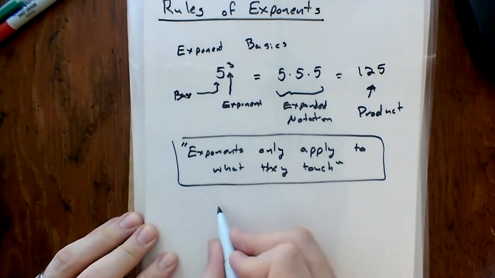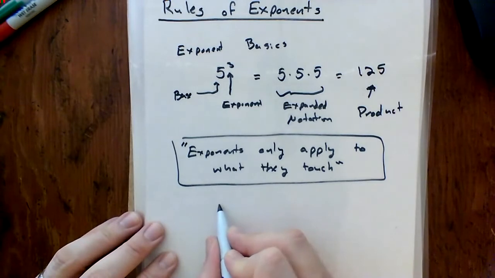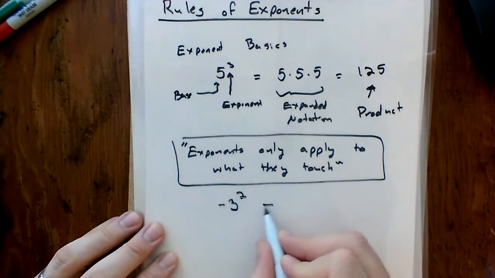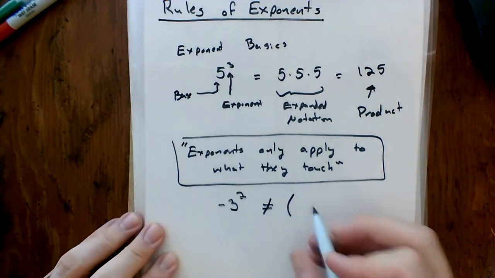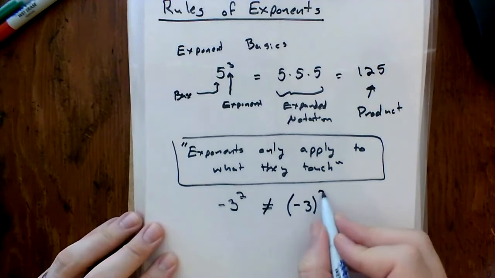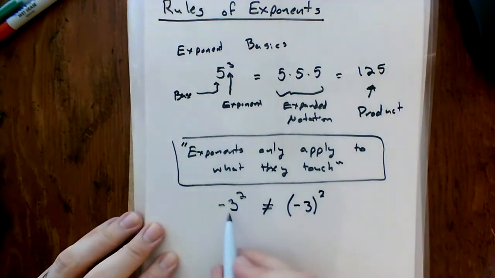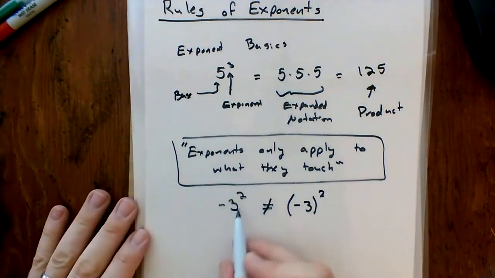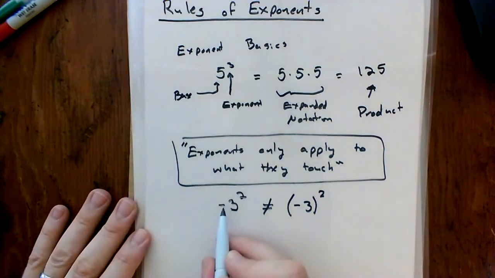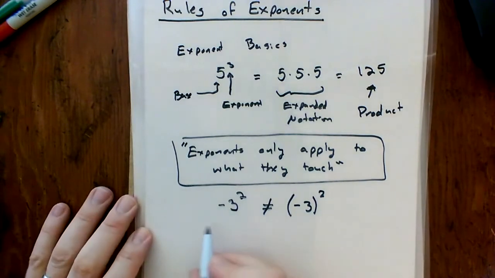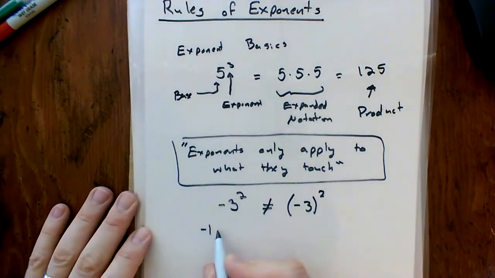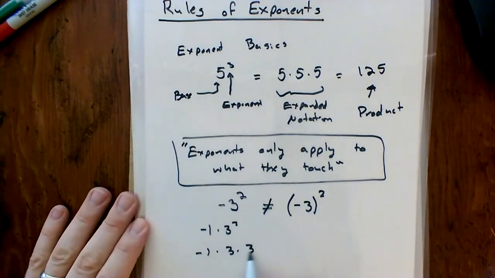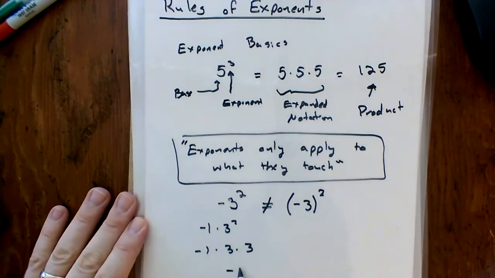Because if I've got something like, say, -3 squared, this is not going to be the same as, inside a set of parentheses, a -3 and then a square there. Here, this exponent is only applying to the 3, and it doesn't apply to this negative sign in front of it. In some ways, you could almost think of this as -1 times a 3 squared, and this would be -1 times 3 times 3. That would end up being a -9.